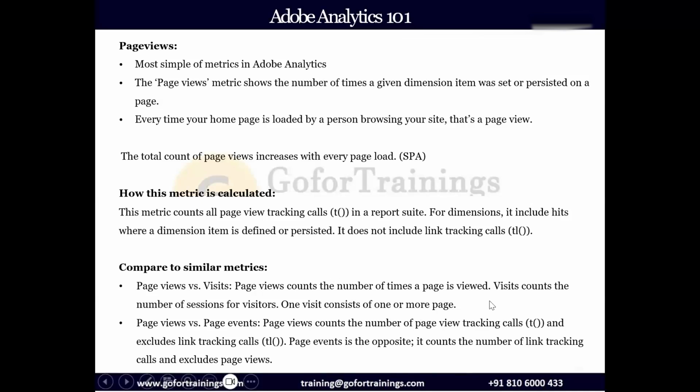So page views versus visits, as I told, one visit can contain more than one page view, or also equal. So both things can be either equal, or page views can be greater than visits. Then we also have page views versus page events. Page events are all the link tracking calls. All the interactions, the clicks that the user is doing, go under link tracking, and page views is the load of the page when the page is loading. So page views doesn't include link clicks.